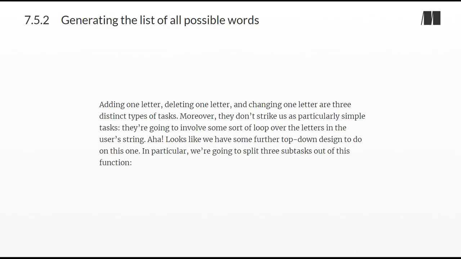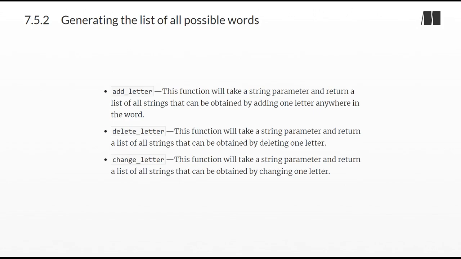Moreover, they don't strike us as particularly simple tasks. They're going to involve some sort of loop over the letters in the user's string. Aha! Looks like we have some further top-down design to do on this one. In particular, we're going to split 3 subtasks out of this function. Add letter. This function will take a string parameter and return a list of all strings that can be obtained by adding one letter anywhere in the word.